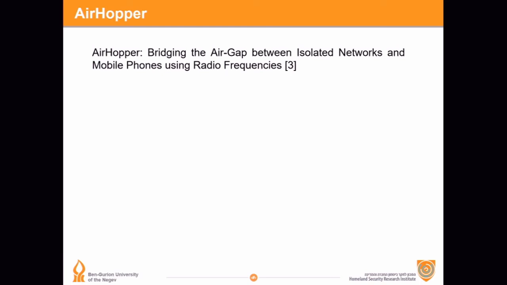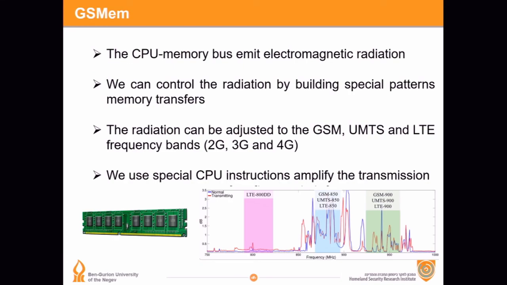This research, by the way, is called AirHopper: bridging the air gap between isolated networks and mobile phones using radio frequencies. In the same concept, we showed that malware in a computer can use the bus between the CPU and the RAM to generate cellular signals in the bands of 2G, 3G, and 4G: GSM, UMTS, and LTE. Actually, the malware takes the air-gapped computer and converts it into some kind of small cellular antenna.